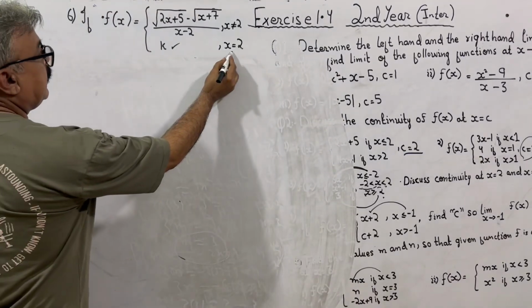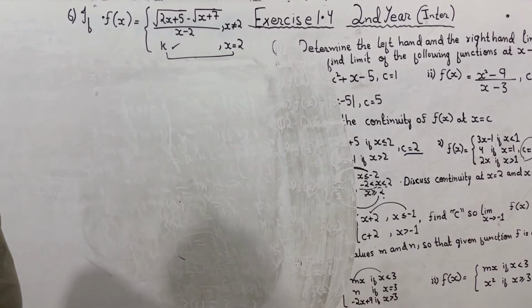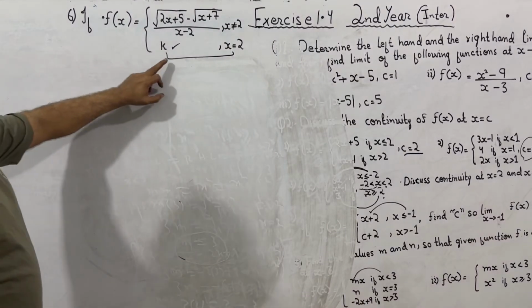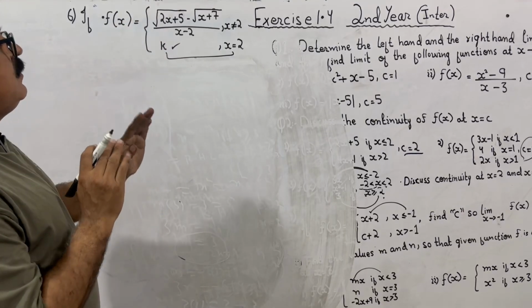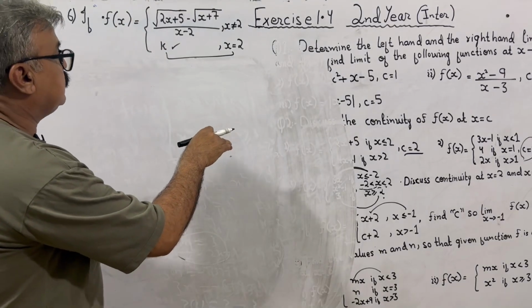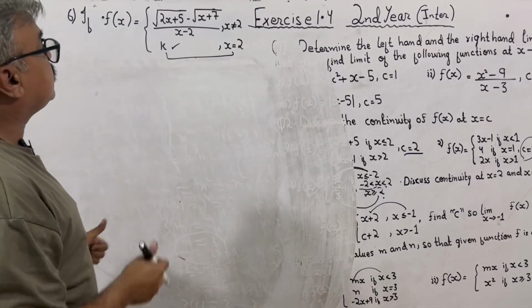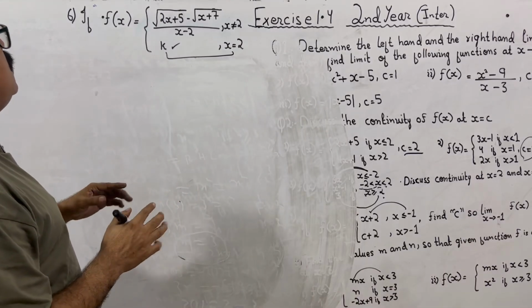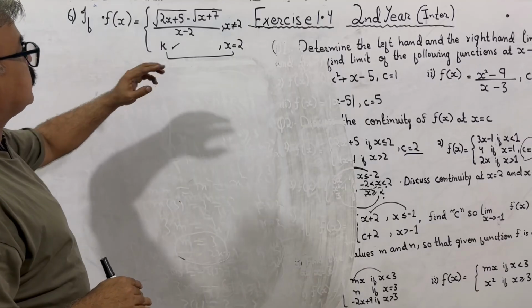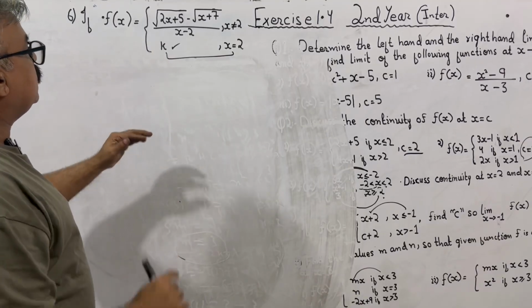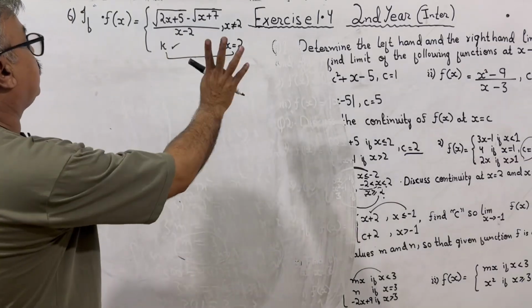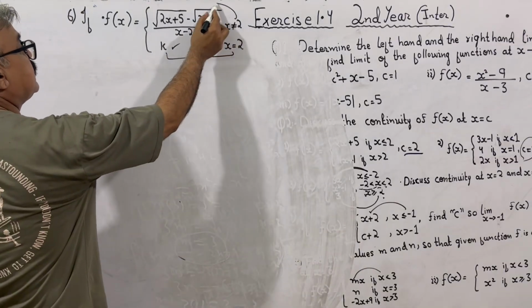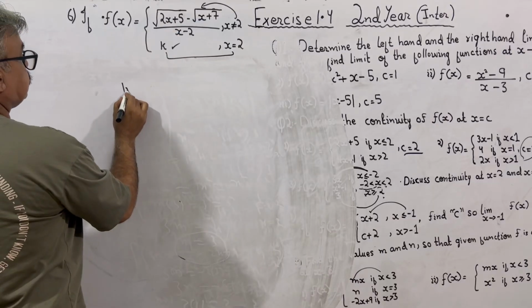Here at x is equal to 2, that is our function value. This is the function value, and this is the limit value. Limit means coming from the left towards 2 and from the right towards 2, not exactly x is equal to 2. We are approaching 2 but not exactly 2, so that is our corresponding limit.